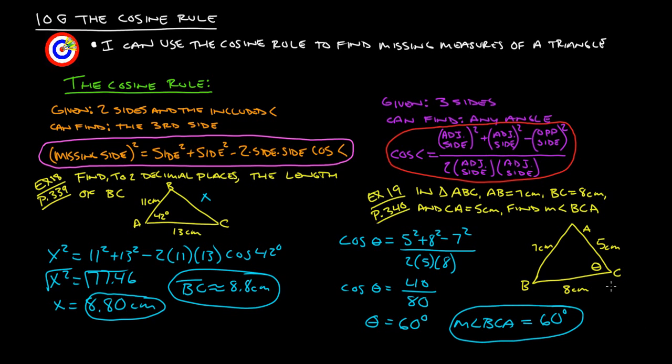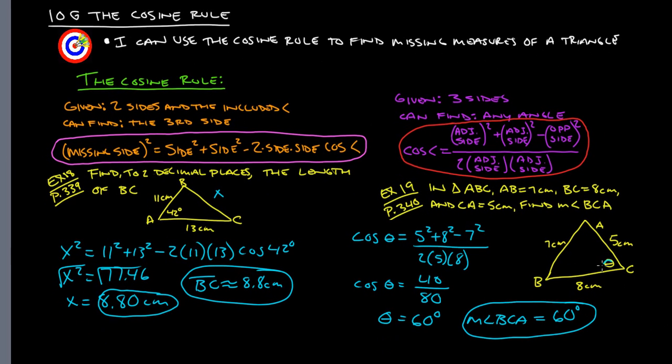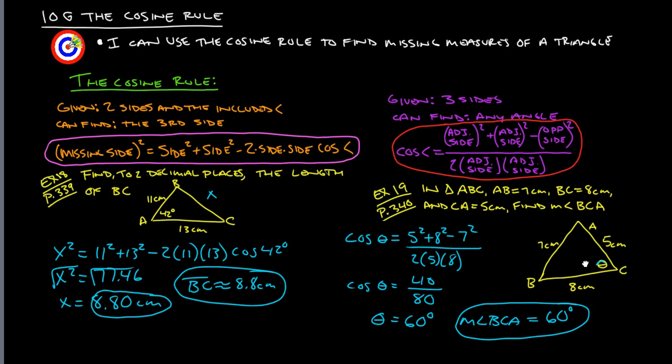So you should now be able to say that I can use the cosine rule to find missing measures of a triangle, both a missing side, or in this case, a missing angle.